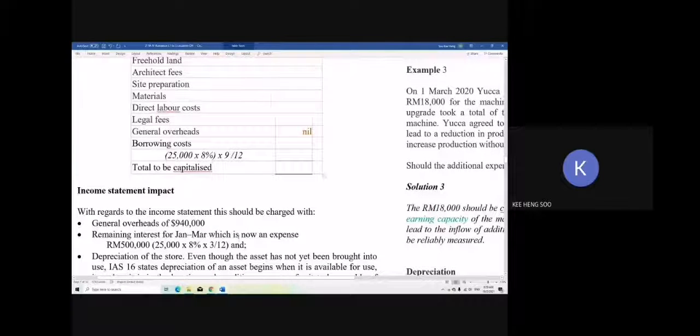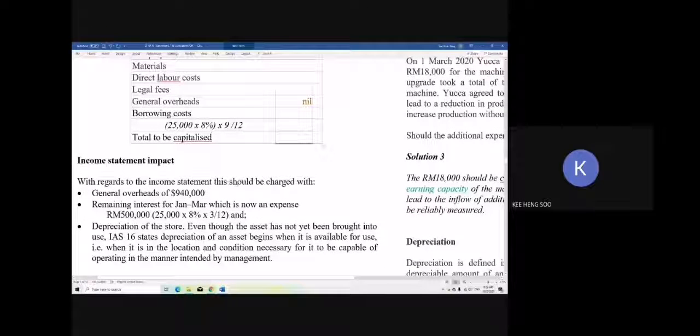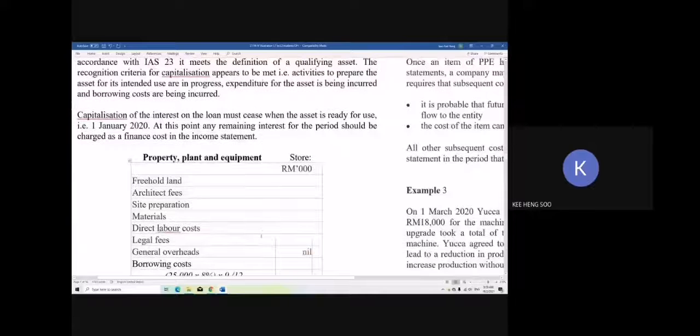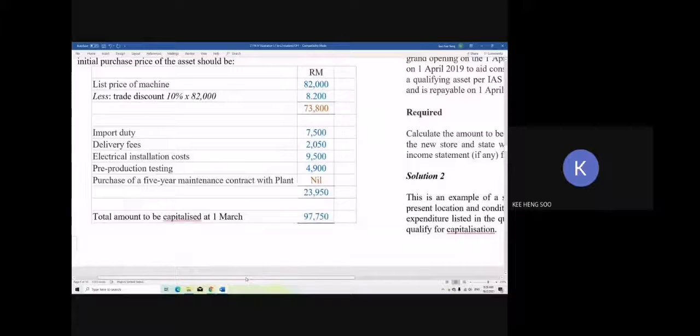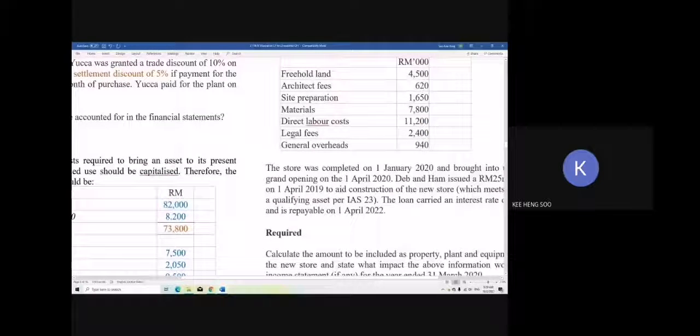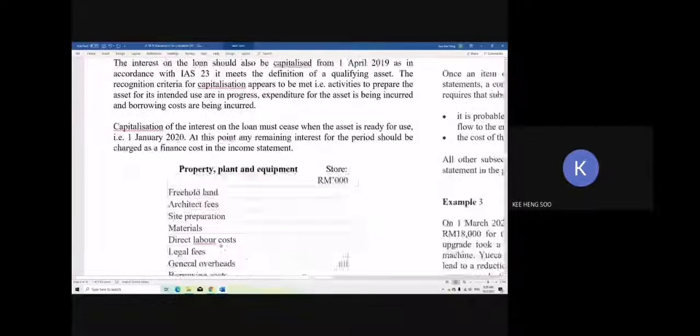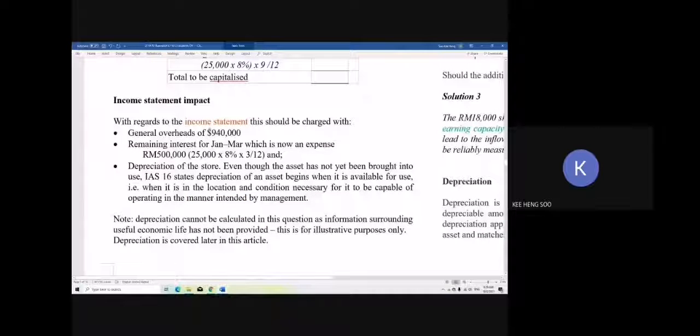So this one, income statement is an expense. Income statement is the statement of profit or loss. So general overhead from the question just now, you already get 940,000. Remember that? 940,000 cannot be recognized as an asset, so it will be expense. Sorry, this is RM. Interest for the 3 months, now expenses. Because we recognize 9 months only.